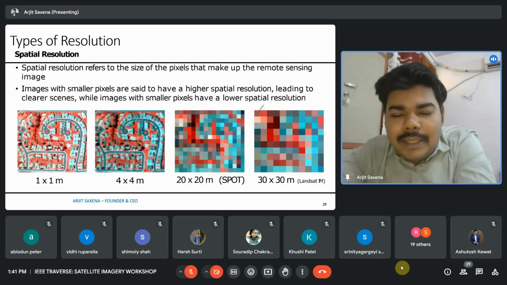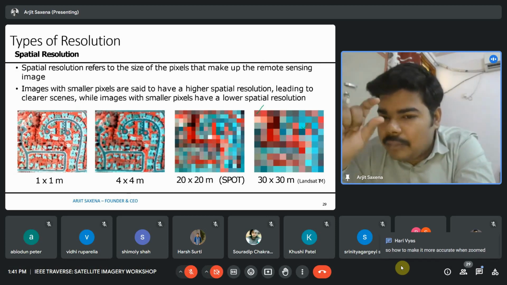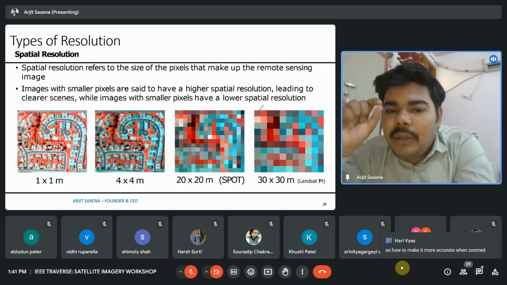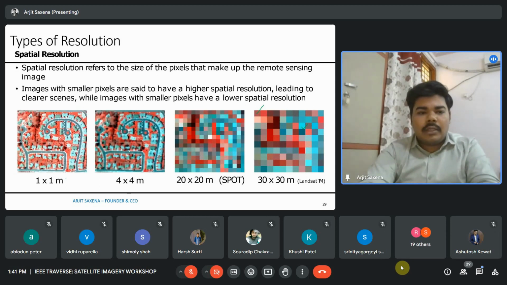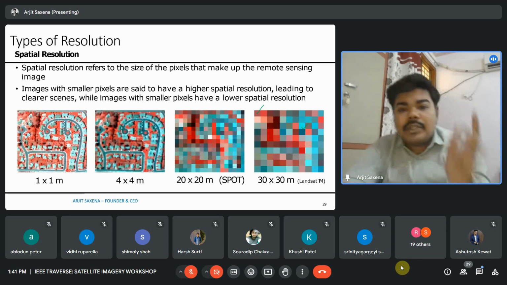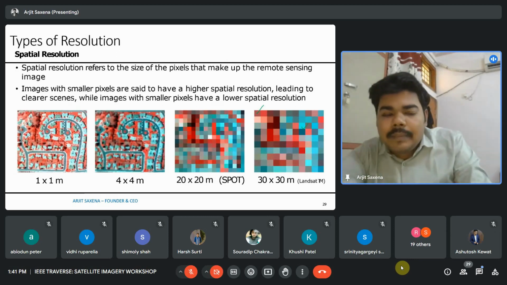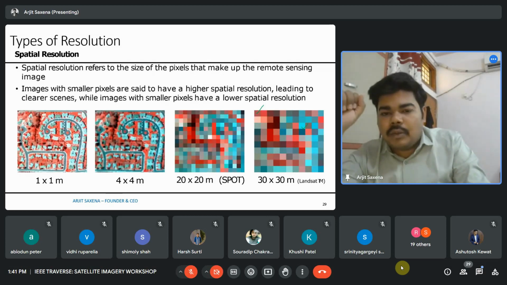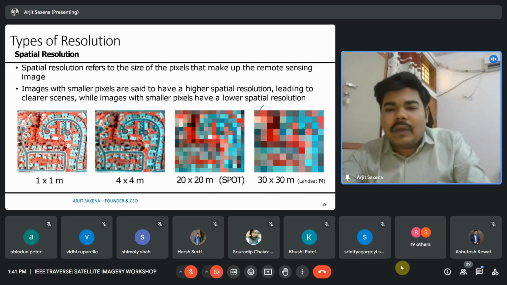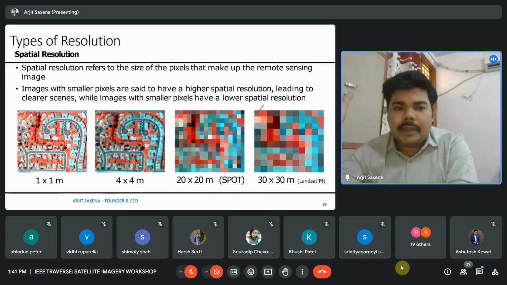So spatial resolution should be very small. Then only you will be able to read the image in a very good way. If you go with the definition, images with small pixels are said to have a higher spatial resolution, which leads to clear scenes, or a clear image, while images with larger pixels have a lower spatial resolution. So that's why we have good pixel images through a satellite.